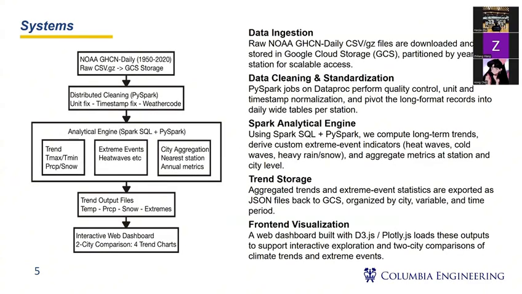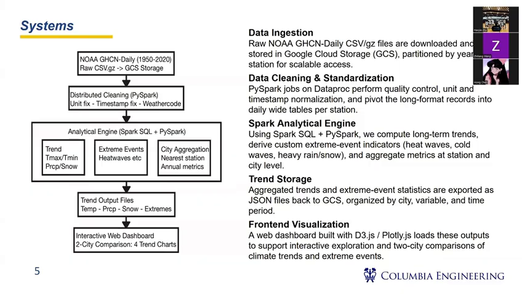Now I will describe our system. First, we download raw NOAA CSV gzip files and store them in Google Cloud Storage, partitioned by year and station. Second, we run PySpark jobs on Dataproc to clean the data, normalize units and timestamps, and pivot the long table into a daily wide table per station.